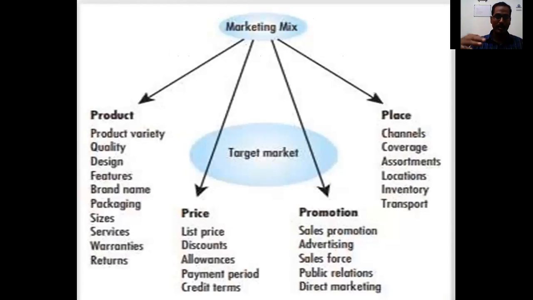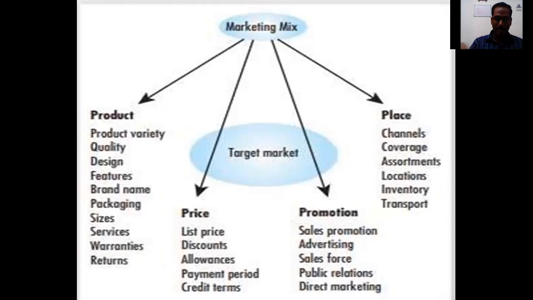First one is the product. It constitutes product variety, product quality, design, features of the product, then brand name, packaging, then size of the product, then what services come along when they buy the product, then warranties and return policies. Whether return is allowed, and if allowed, within how long they need to return, and such things.